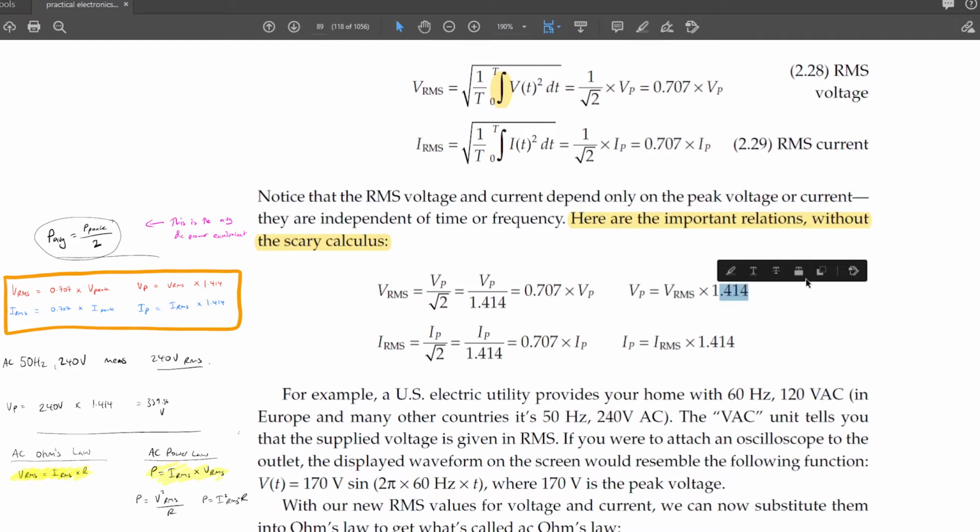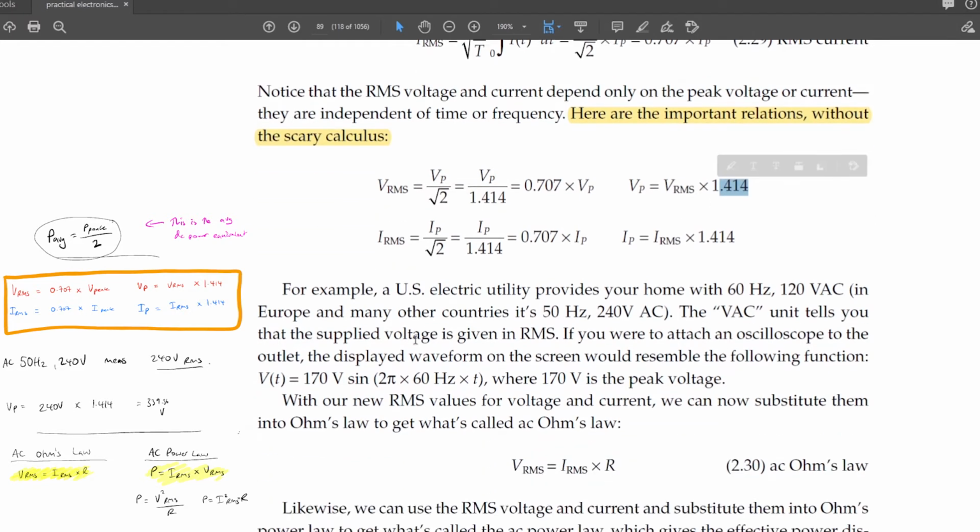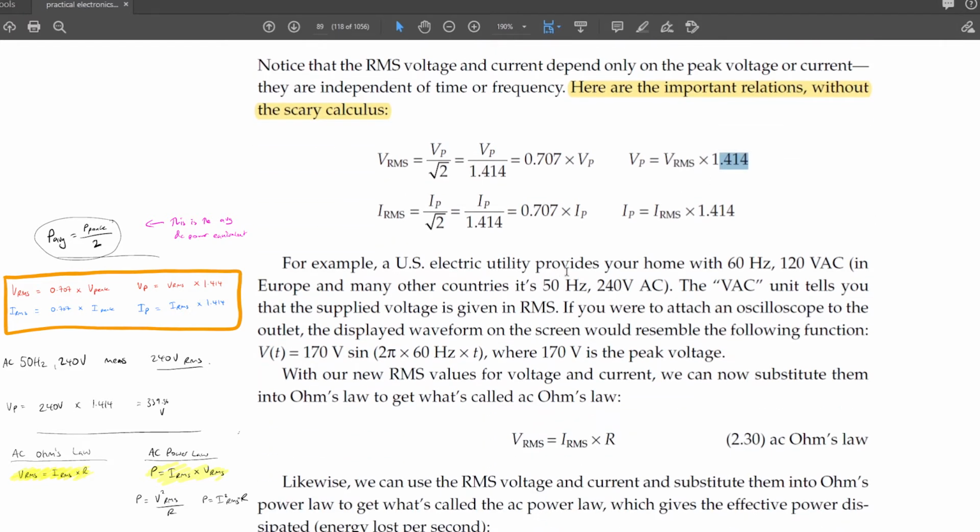So actually, what I like to do is if there's a formula or equation that I really should memorize, I like to put it in an orange box. This is just my own notation that I do for myself. Okay. So for example, US electric utility provides your home with 60 hertz, 120 VAC.